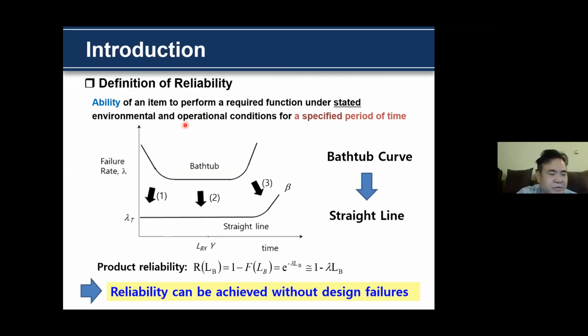Generally, product reliability can be defined as the ability of an item to perform the required function under the stated environment and operating conditions for a specified time. Therefore, product reliability can be described as a bathtub curve. If a product follows the bathtub curve, it will be rejected by the marketplace because it has an initial failure rate, a higher failure rate, and a short lifetime. So companies that improve the design faster will change to a straight line. They can achieve reliability without design failure.